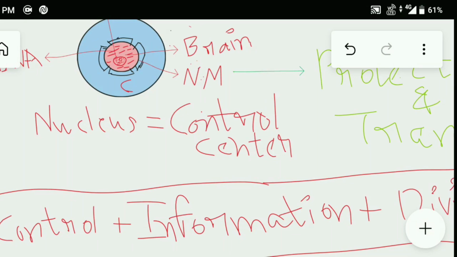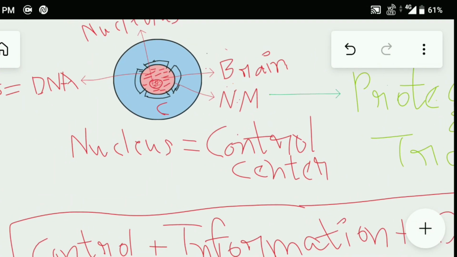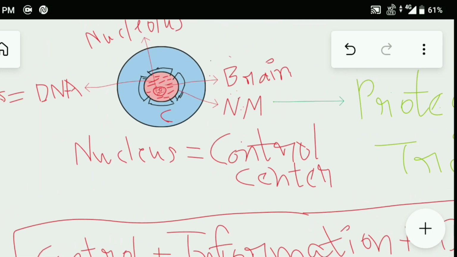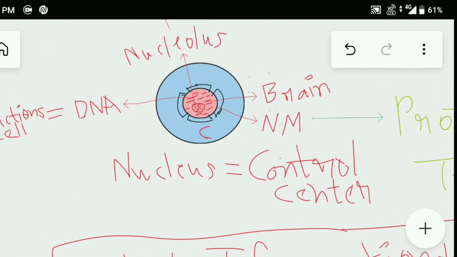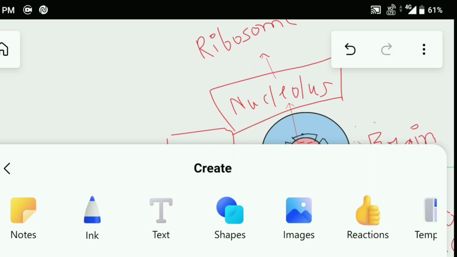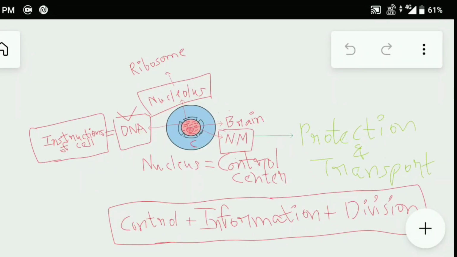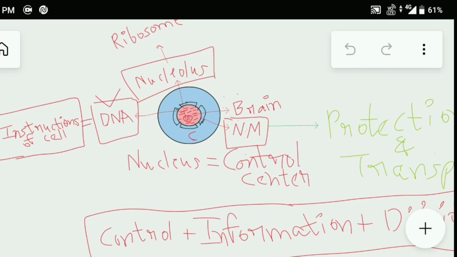Now what are the three parts of the nucleus? The first part is the nuclear membrane, the second part is the nucleolus, and the third part is the DNA. Now answer me, why is DNA important? Because it contains genetic information, that is the instructions of the cell. Today we learned about the control center of the cell, that is the nucleus.